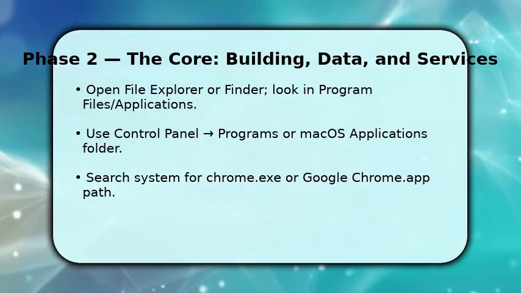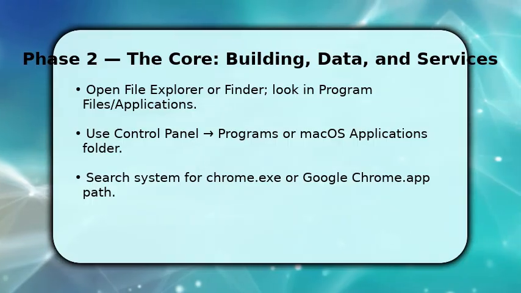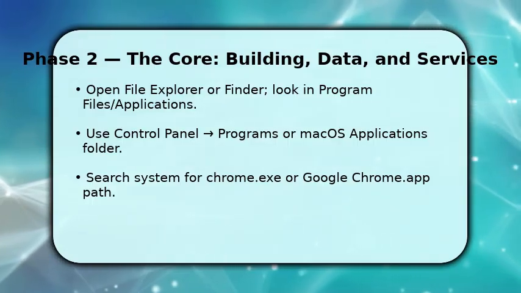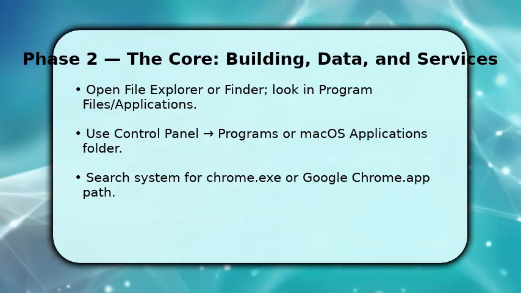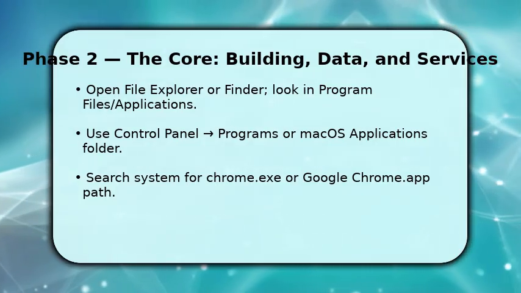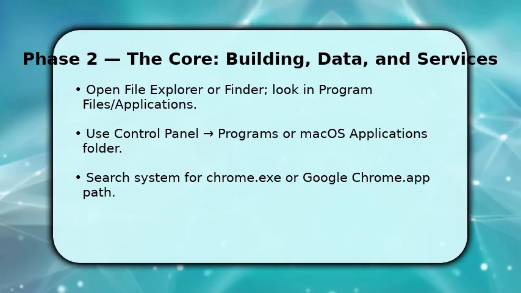On macOS, open Finder and visit the Applications folder. Chrome appears as Google Chrome.app. Use Control Panel > Programs to verify installation, or use Finder's Get Info to see the version. Once done, note the install path.